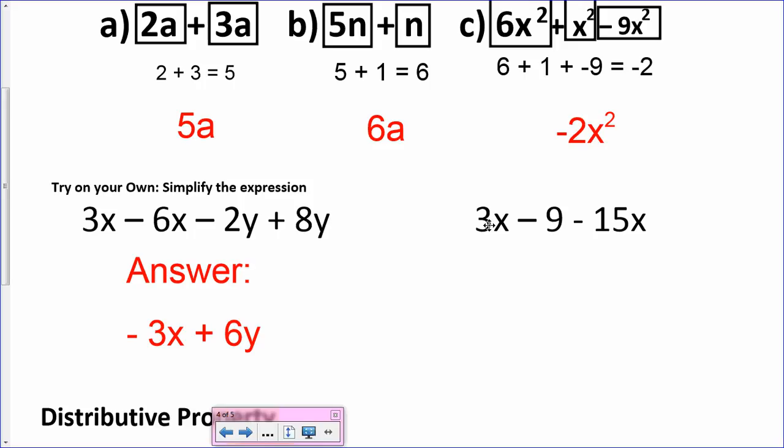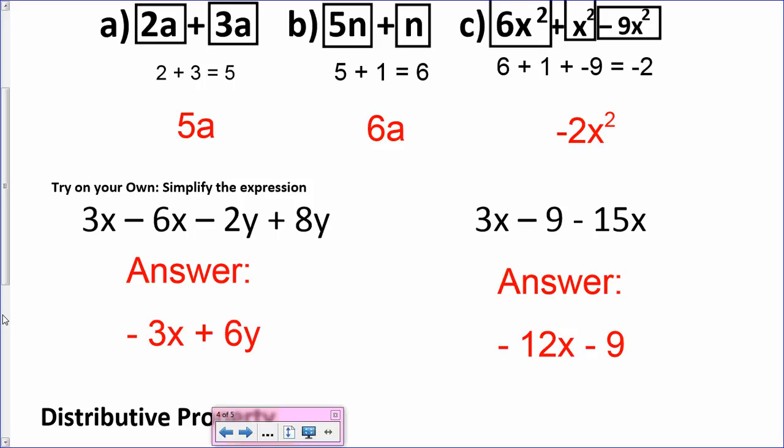Okay? The second one, you had to combine the 3x and the negative 15x. And then the negative 9 here, that actually doesn't have any other like terms. So that would just be left alone and you'd keep the negative 9 in there. So your answer would be negative 12x minus 9. Okay? So that's all there is on combining like terms.